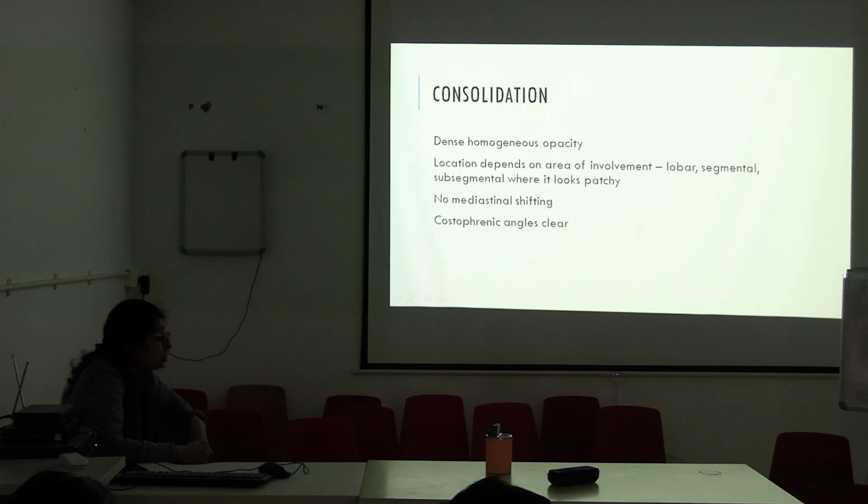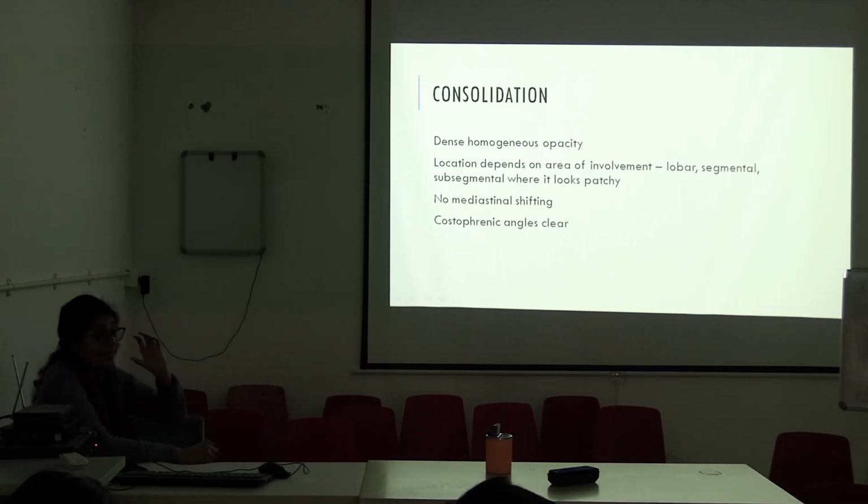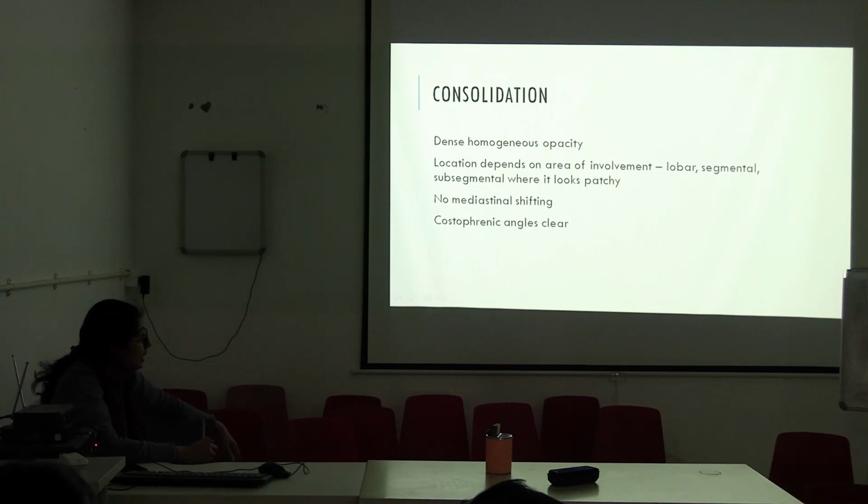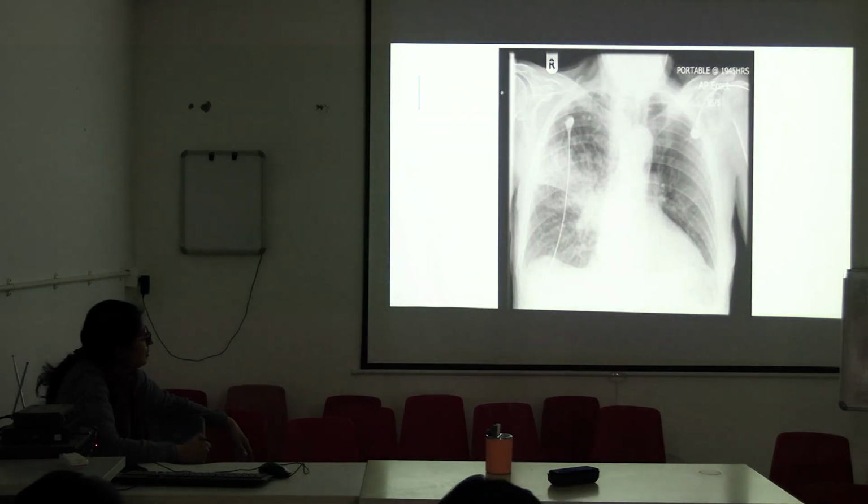What is consolidation? Consolidation appears like a dense homogeneous opacity. The location depends on the area of involvement. It can be lobar, segmental, subsegmental, where it looks patchy. There will be no mediastinal shifting and costophrenic angles will be clear. So this is a consolidation.